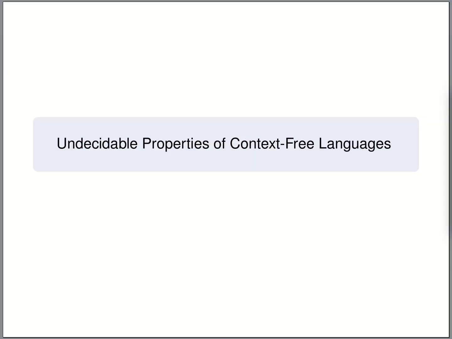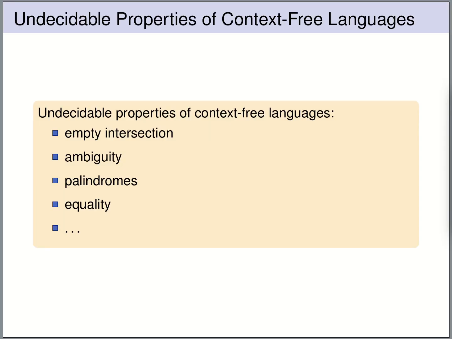Now we are going to use undecidability of the Post Correspondence Problem in order to establish that various properties of context-free languages are undecidable. In particular, we are going to establish that emptiness of the intersection, ambiguity, palindromes in the language, language equality, that all these are undecidable properties of context-free languages.